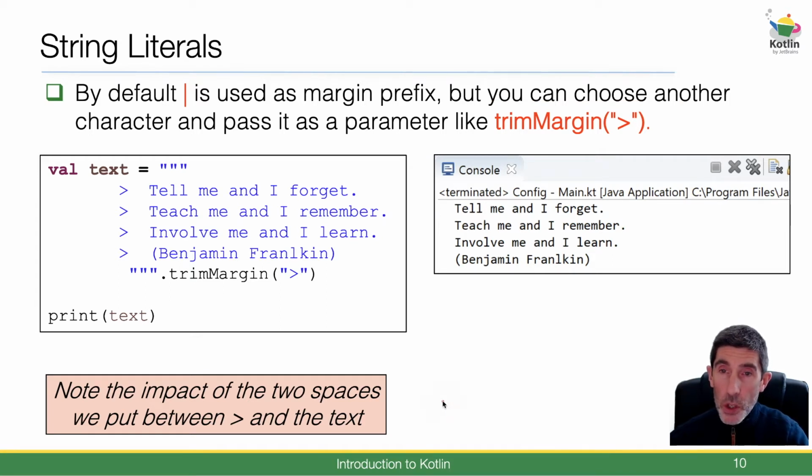So what we could say is something like val text, there's our raw string, and use the greater than sign. Tell me and I forget, teach me and I remember, so on and so forth. Just that kind of quote from Benjamin Franklin there. And then trim the margin, specifying the greater than sign as the margin prefix. And note the impact of the two spaces that we put between the greater than sign and the text. If you see it over here, see the little space there. If there's a need to format your string a little bit differently, you can do that with a raw string as opposed to an escape string.